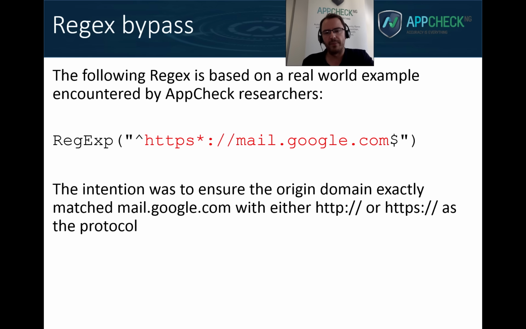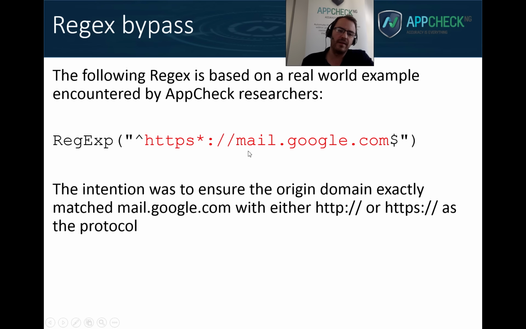This is a very simplified example of a real-world vulnerability that we encountered. In this case, this regular expression is designed to check that the supplied value is HTTP or HTTPS and has the host name mail.google.com, and the $ sign there indicates that should be the end of this particular data. On the surface, to the naked eye, initially this looks quite okay. And it's a common mistake that's often made when using regular expressions.